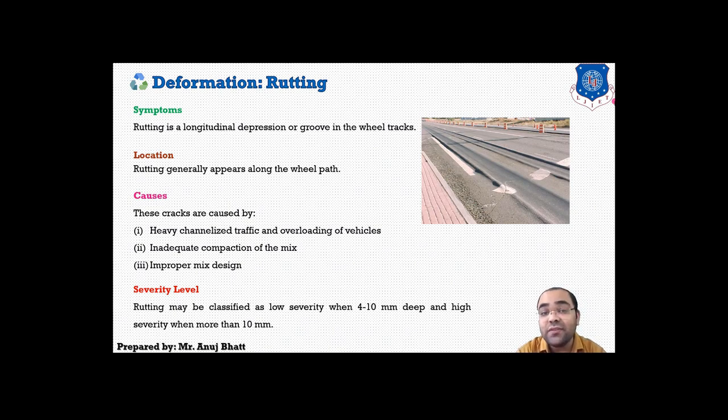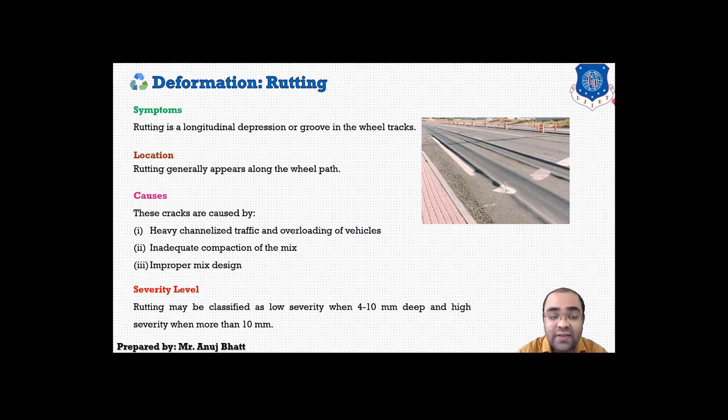There are many causes of rutting. Let's discuss a few important causes. There is a maximum chance of such deformation. The first cause is heavy channelized traffic. The next is inadequate compaction of the mix whenever you are applying the upper surface or the subbase surface. If that compaction is inadequate, such rutting or deformation can occur.